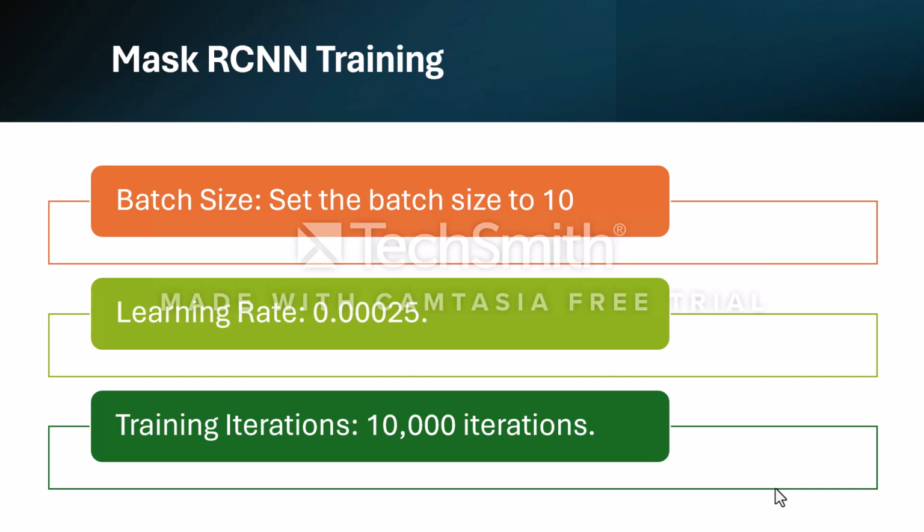The first thing is the model weights, which were initialized from a pre-trained COCO instance segmentation model, which is available in the model zoo. Leveraging pre-trained weights allows the model to start with knowledge gained from a broader dataset, which can be fine-tuned for the specific task. Then we have the batch size. The batch size was set to 10 images per batch. For the learning rate, we have used 0.0025, and the model went through 10,000 iterations for retraining.